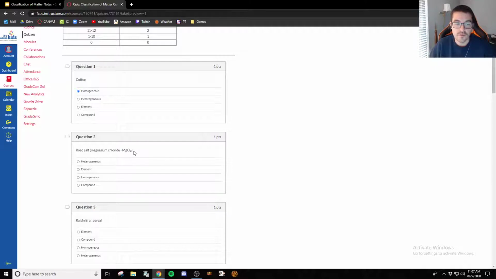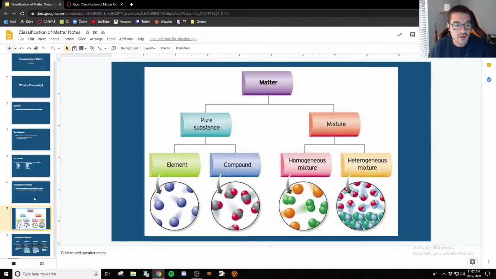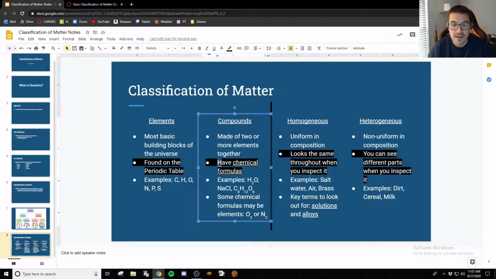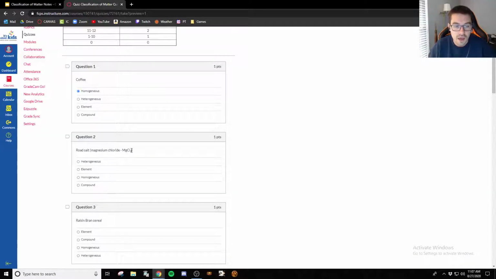Okay, now I'm showing you this for a specific reason, okay? Anytime you see something like this, MgCl2, those are element symbols that show up on your periodic table. Anytime you see one of these chemical formulas, that is a compound, okay? So right here in this slide, compounds have chemical formulas. So if you see a chemical formula, it's a compound. That's what I want you to look for. Whenever you see those formulas, you can just say, oh, that's a compound.